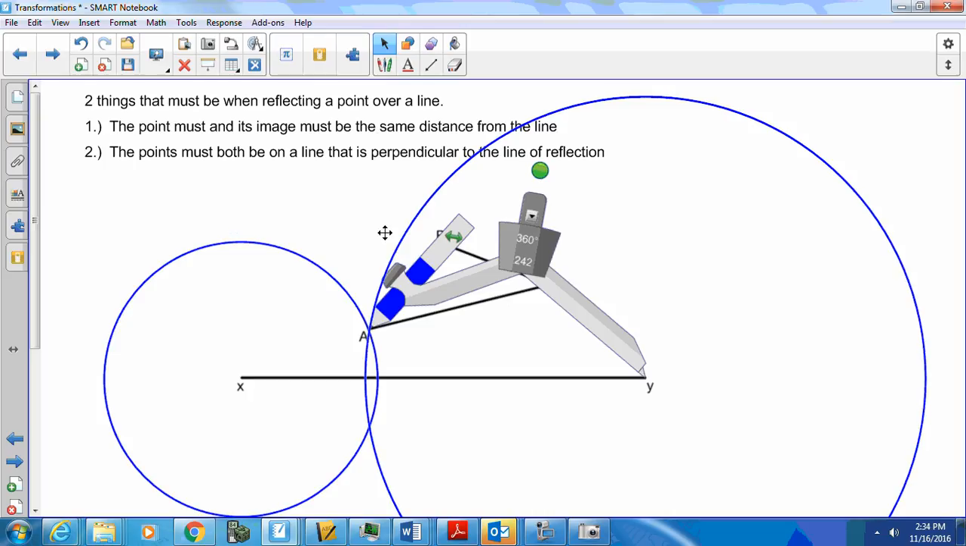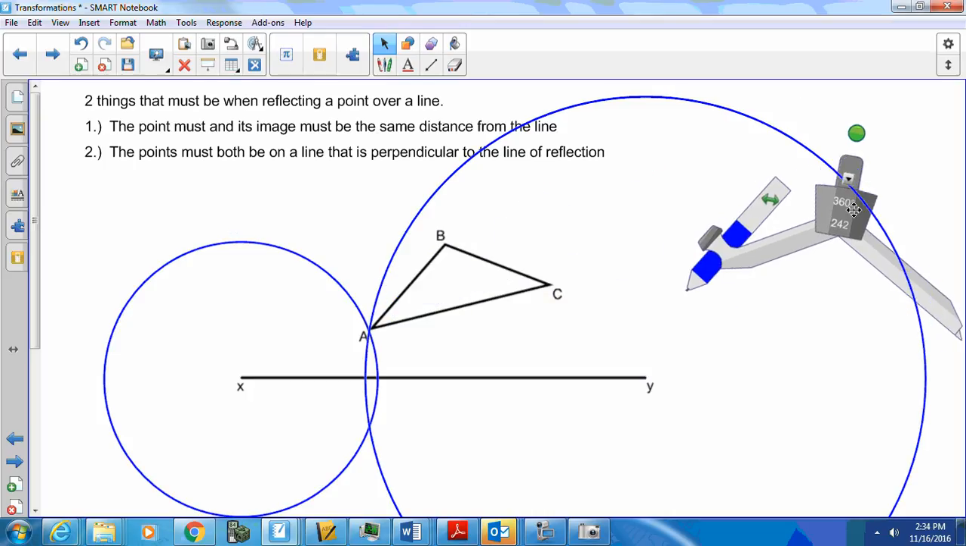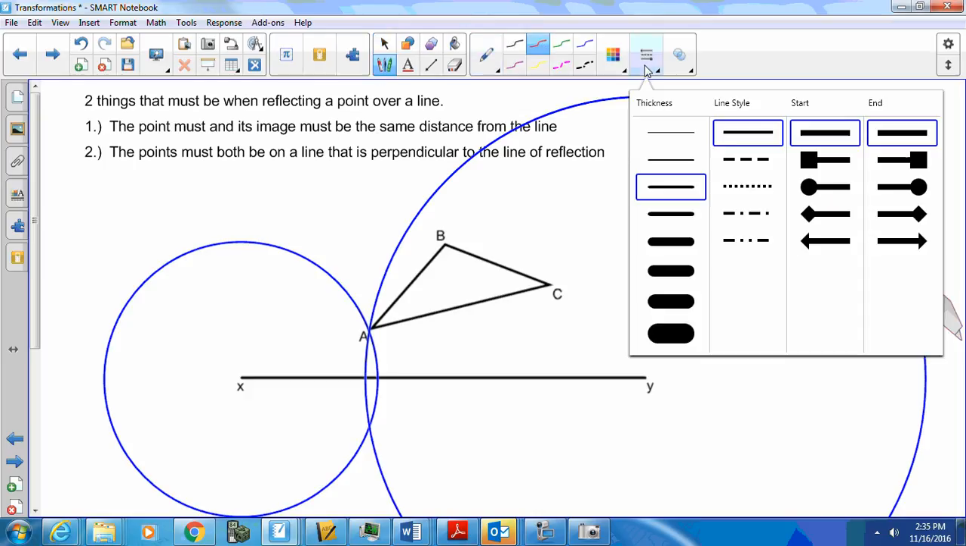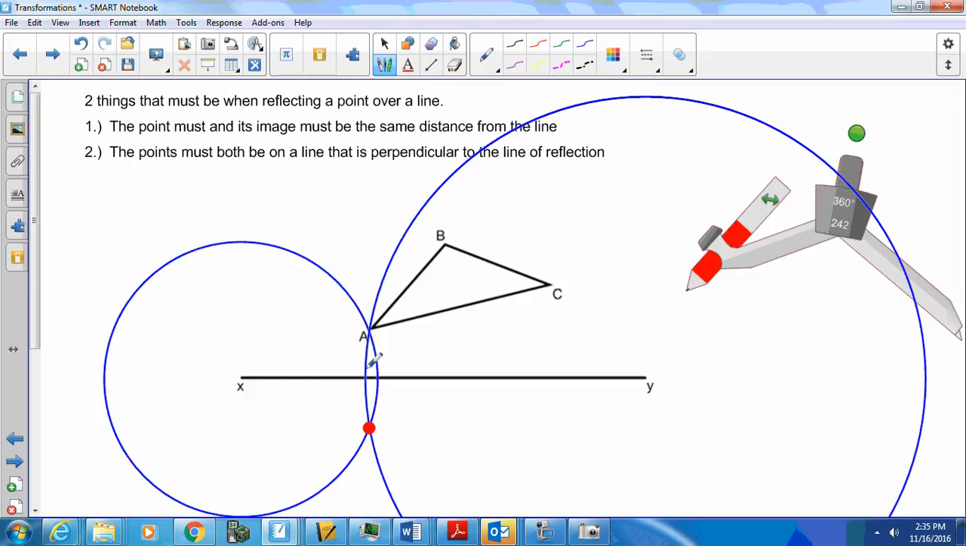And he did that. Then he actually had the point right here. So his point was right here, right? And his A was here, his A prime was down here. So let's put a point there. So his A prime was actually here.